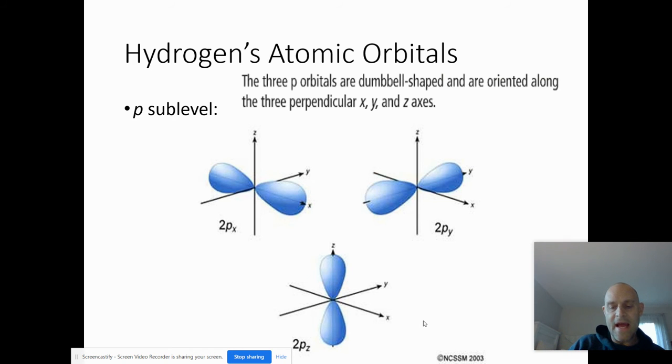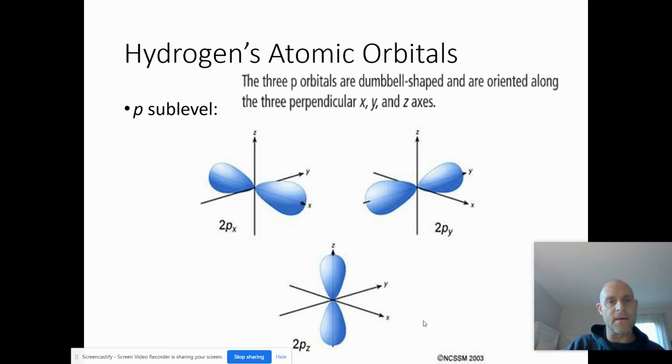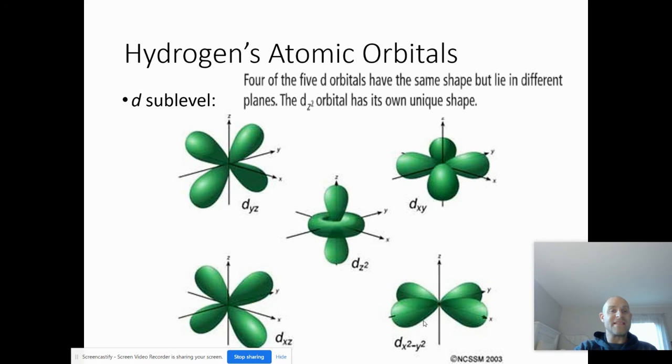Okay, so s orbitals tend to be round. P sublevel orbitals tend to be dumbbell shaped. Another shape you can have is D. These are kind of, I would call these like clover shape. All right, and there's actually 5 different d orbitals.